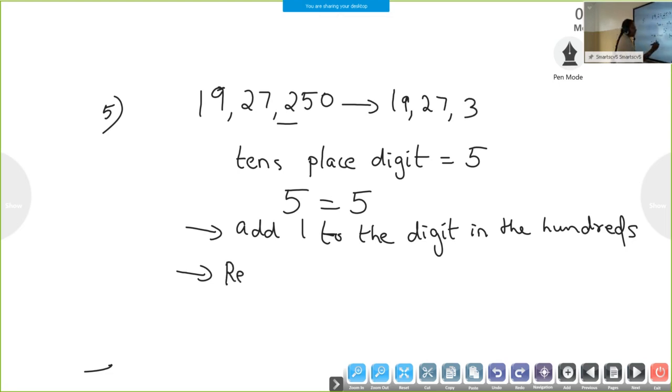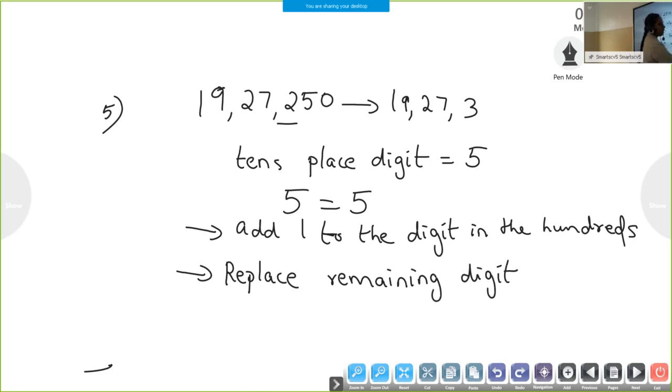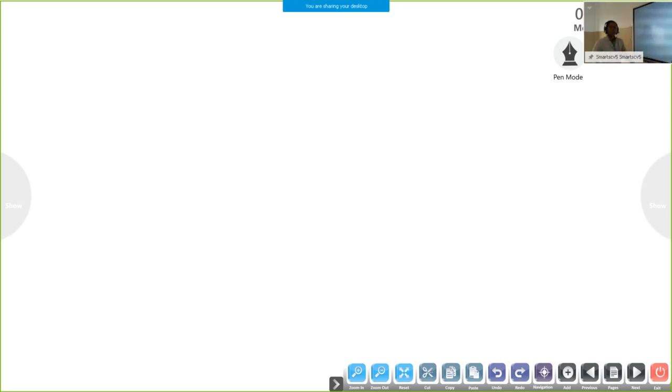Then what do we have to do? Replace the remaining digits by zeros. We have two remaining digits, we have to replace them by zeros. So rounding to the nearest 100, we did two examples. One where the digit in the tens place is equal to 5, and one where the tens place digit is greater than 5. Now, what happens when the digit in the tens place is less than 5? That is another example.